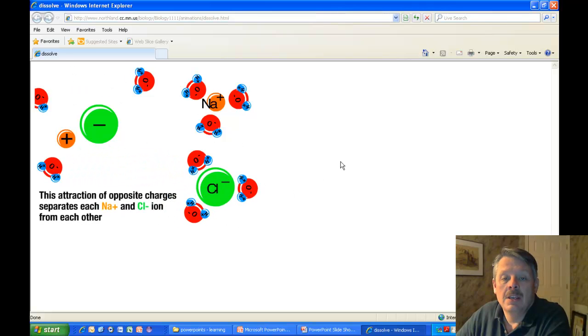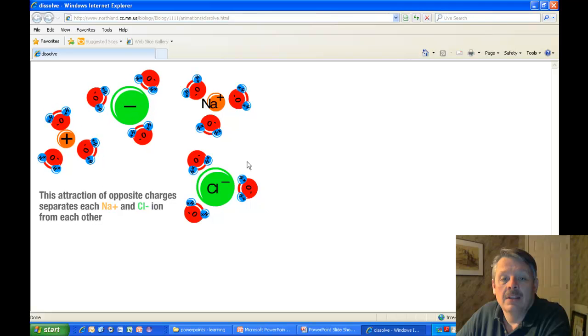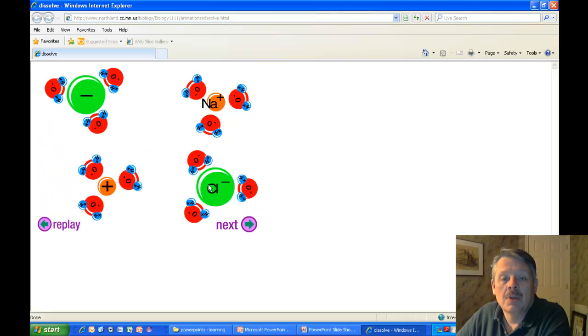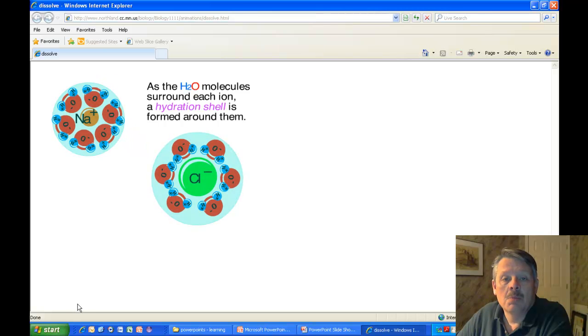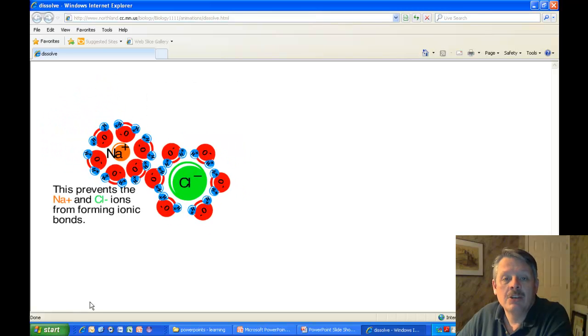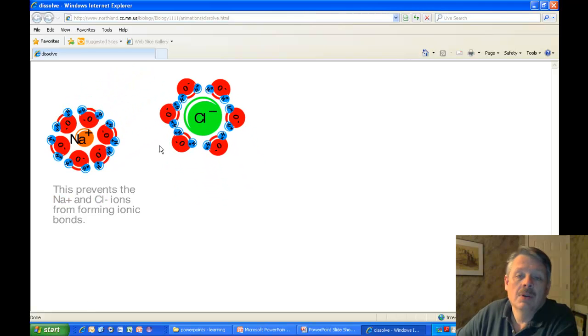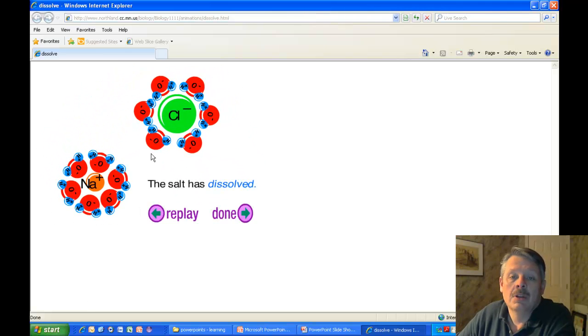Similarly, the positive ends of the water molecules surround the chlorine and rip it off, etc., etc. So the salt, it's not a molecule, the salt compound, the crystal of salt, is ripped apart. Okay? So as the water molecules surround each ion, a hydration shell is formed around them, meaning it's water. Right? So there's a shell that's around the chlorine ion, and there's a shell that's around the sodium ion, so that they do not touch each other and they do not recombine.